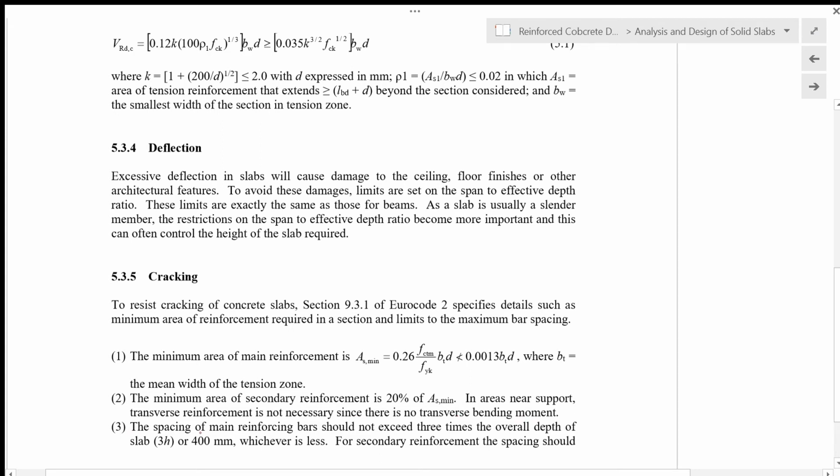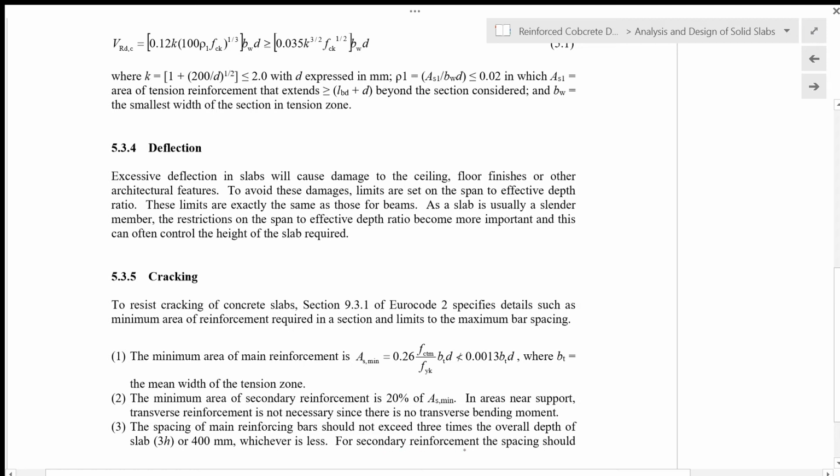The spacing of main reinforcing bars should not exceed 3 times the overall depth of slab, 3h, or 400 mm, whichever is less. So if 3h is more than 400 mm, then the maximum spacing is 400 mm. If 3h is less than 400 mm, then 3h is the maximum spacing.